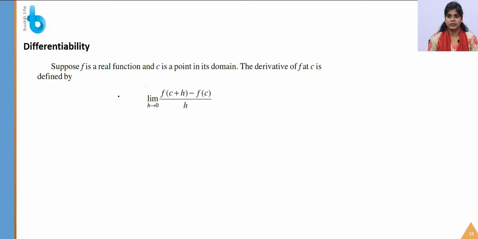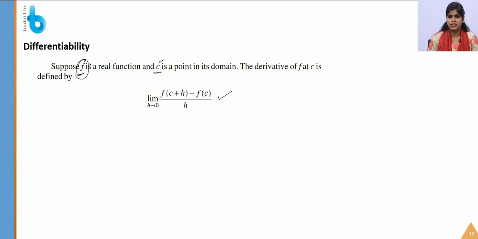So what is differentiability? We will see that. Suppose f is a real function and c is a point in its domain. For this function in a domain, we will take c. Then the derivative of f at c is defined by, that is, the derivative of this function at the point c. How is it defined? You see, limit h tends to 0, f of c plus h minus f of c by h. Okay, the same you have already learnt in class 11, right? The same thing, the same definition it is.